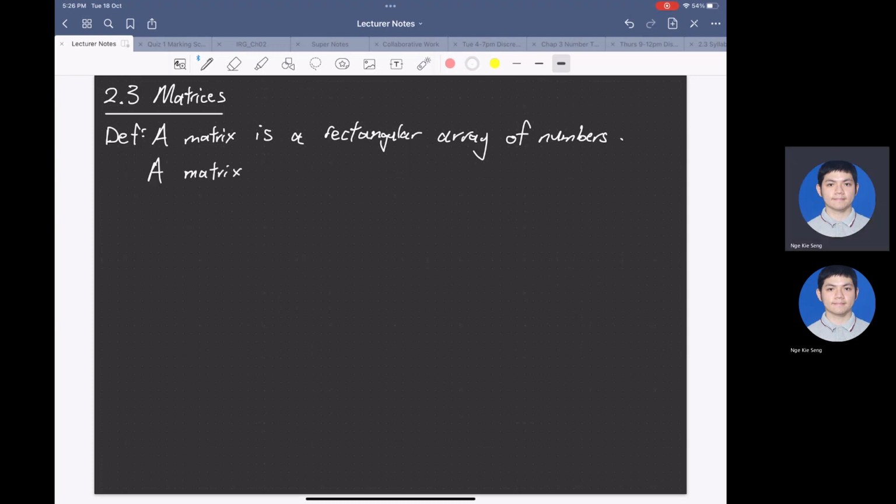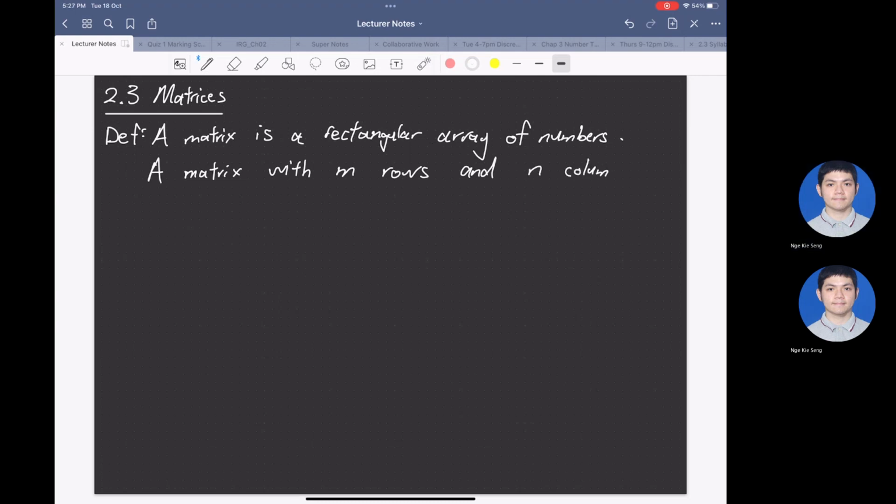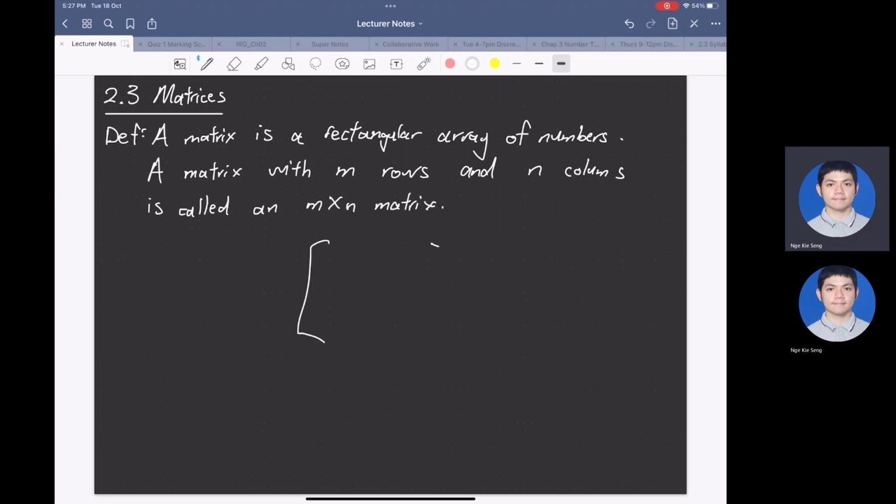So usually it's an m by n matrix. We call it with m rows and n columns. It's an m by n matrix. It's something like this: you've got some numbers here, and so on. Here is m, here is n. m rows and n columns.